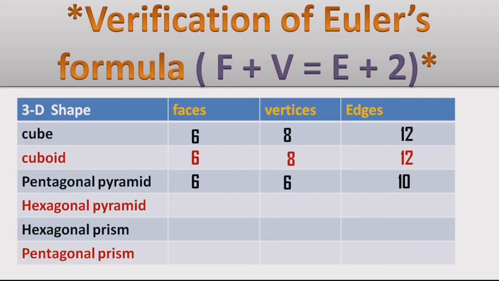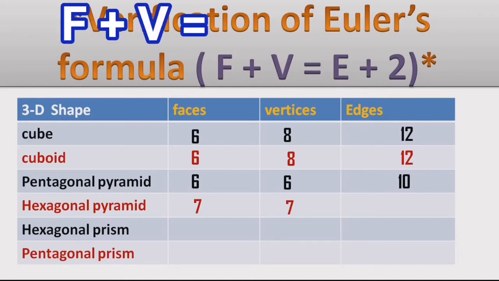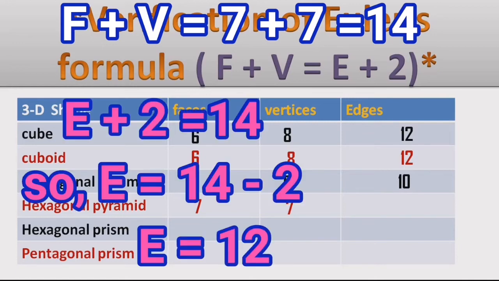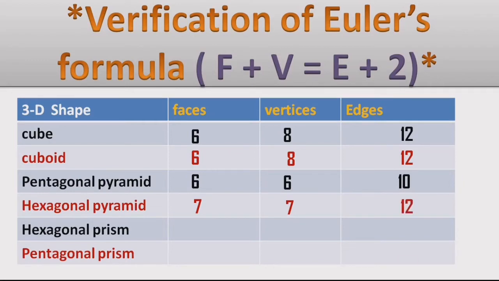Now let's try to find one of the values of F, V and E if the remaining 2 are given to us. For the hexagonal pyramid, faces and vertices are given, that is 7 and 7, and I need to find the edges. Now this is for sure, whatever value I get after adding F and V, the same answer should come when you add 2 to edges. 7 plus 7, I get the answer 14. Now the 2 along with the edges must be subtracted from this 14 to get the answer of E. So 14 minus 2, answer will be 12, and that is why the value of edges for the hexagonal pyramid is 12.